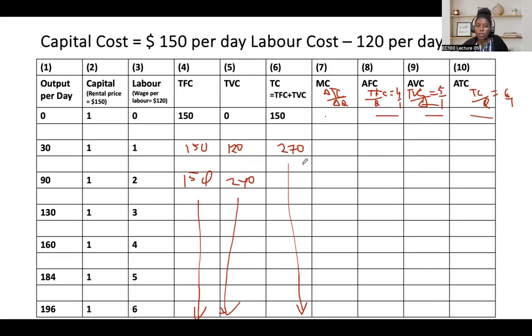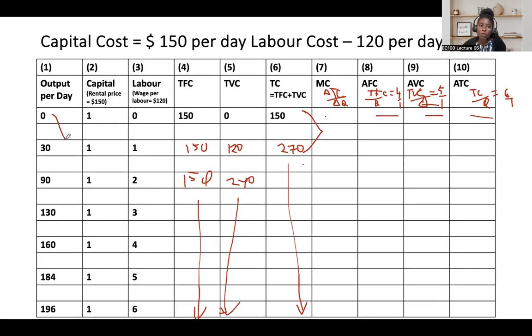Marginal cost is, so now remember, marginal cost is the change in total cost. Total cost changed from 150 to 270. So we want to see the change of this as a result of a change in output.